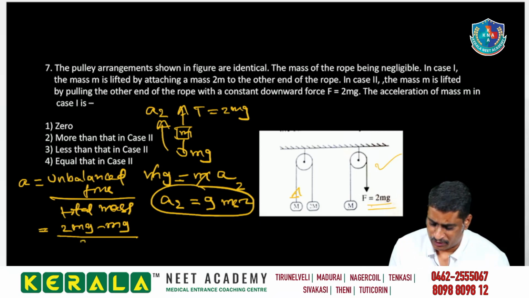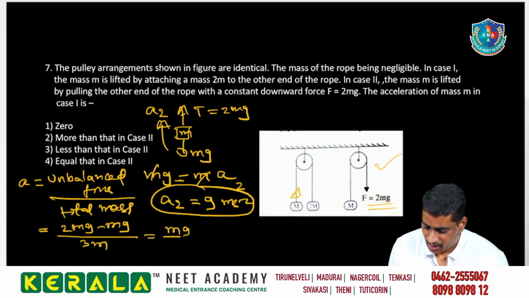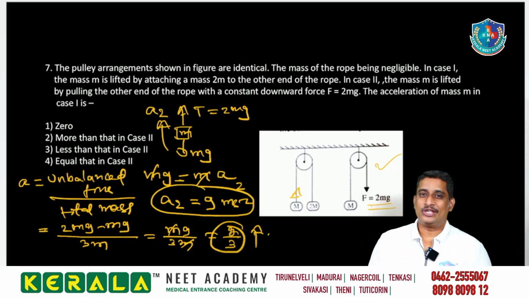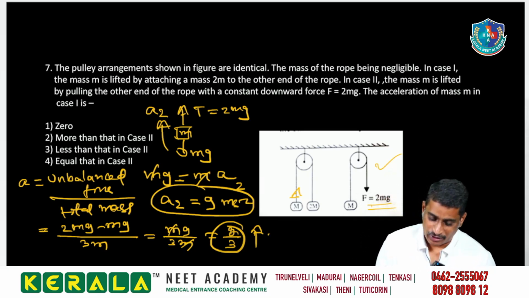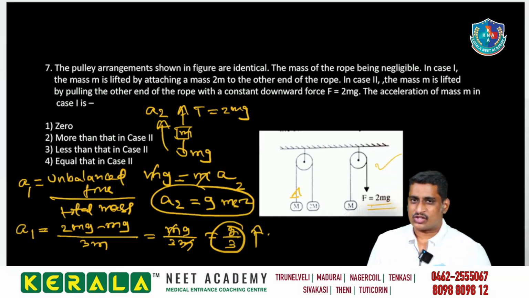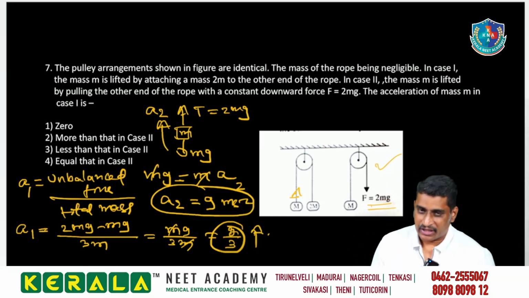It is different from the previous case. Therefore, this will be mg by 3m we are getting, nothing but g by 3 upwards. So the difference of acceleration in both the cases is coming into play because of variation of tension. In the first case, you can calculate the tension by taking the free body diagram of any one of these two blocks. Take this lighter block.